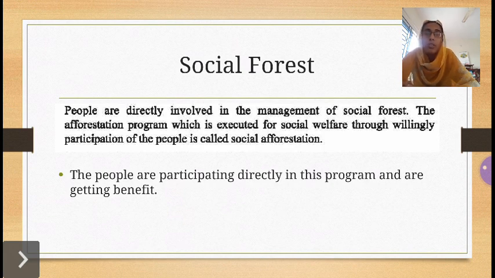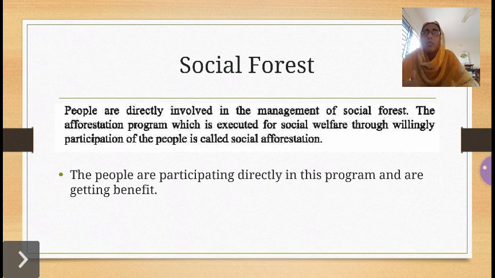The afforestation program which is executed for social welfare through willing participation of the people is called social afforestation. The people who participate directly in this program get benefit.